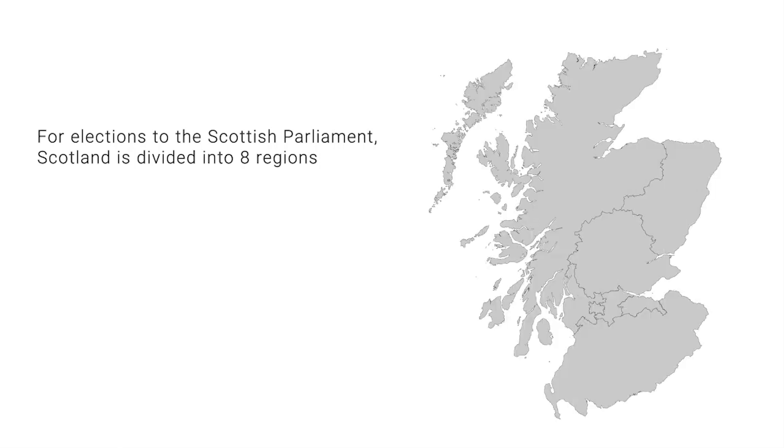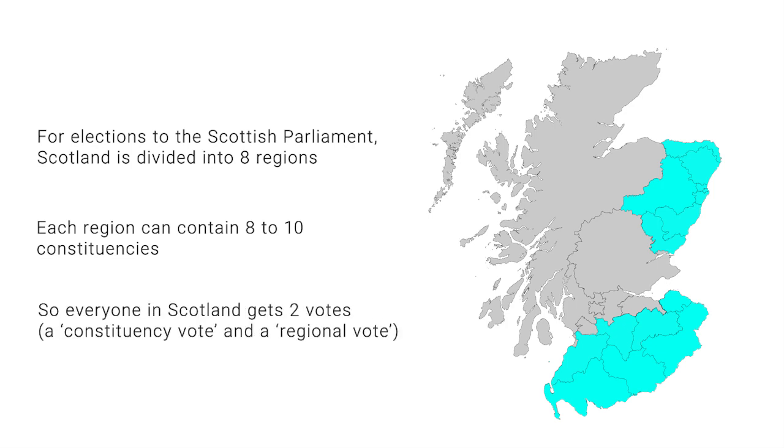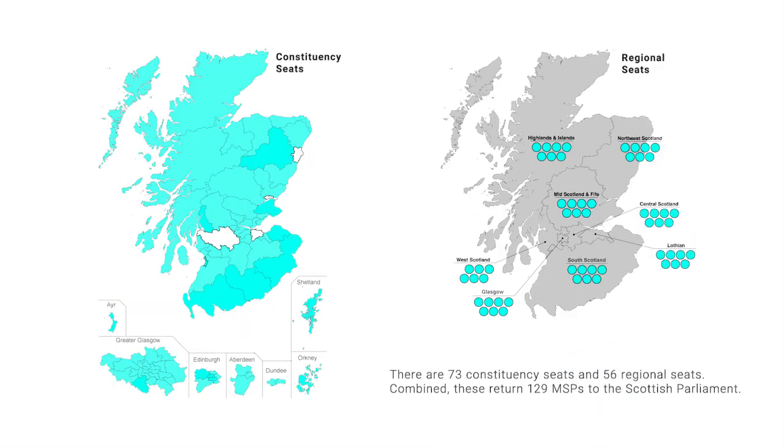For elections to the Scottish Parliament, Scotland is divided into 8 regions. Each region can contain 8 to 10 constituencies. Everyone in Scotland gets 2 votes, a constituency vote and a regional vote. There are 73 constituency seats and 56 regional seats. Combined, these return 129 MSPs to the Scottish Parliament.